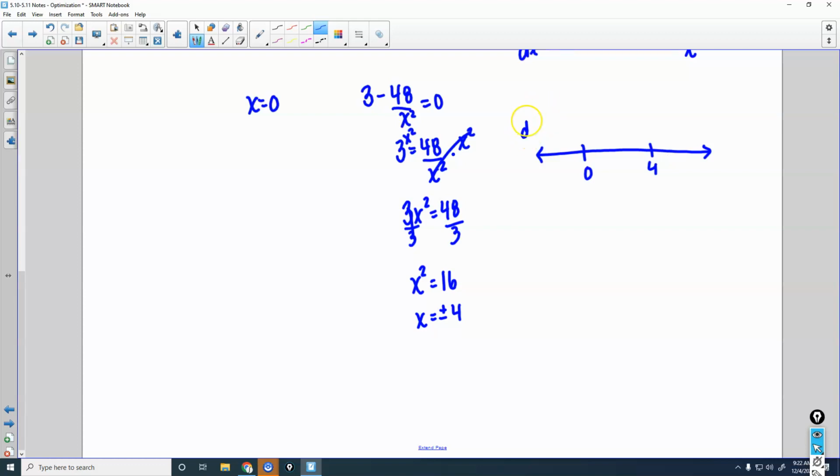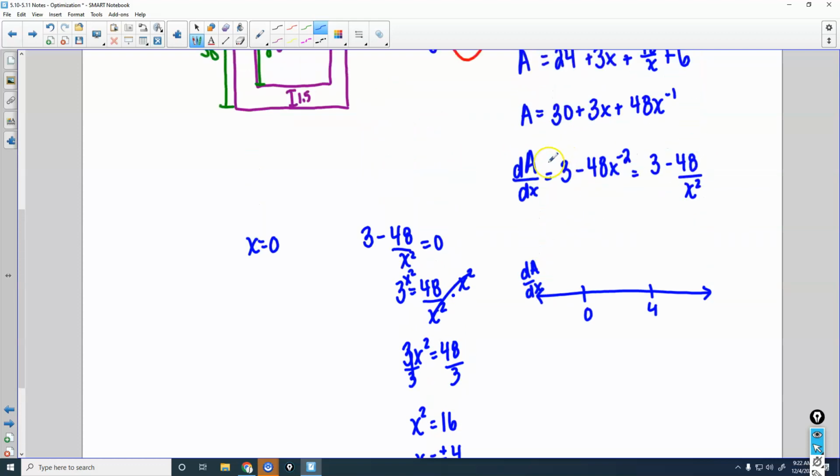But if we plug this into dA dx here, like if we plug in a 1, we'd have 3 minus 48 over 1. So that's going to give me a negative. If I plug in something bigger than 4, like 10, I'm going to have 3 minus 48 over 100. That'll give me a positive. So this is, in fact, our minimum.